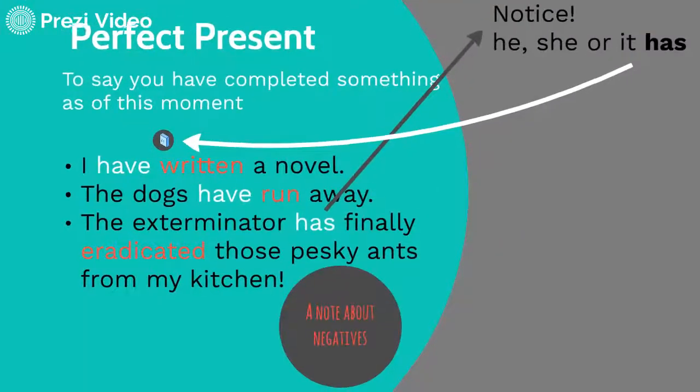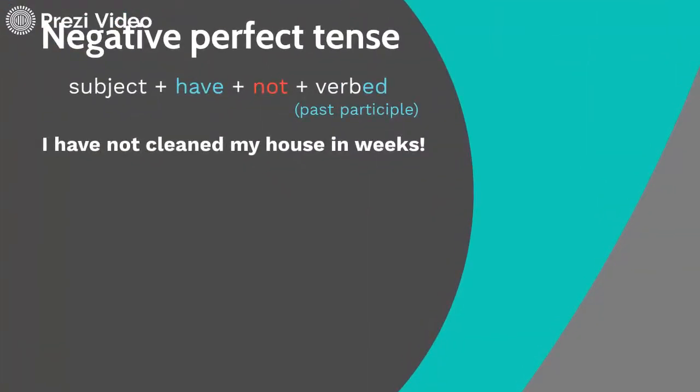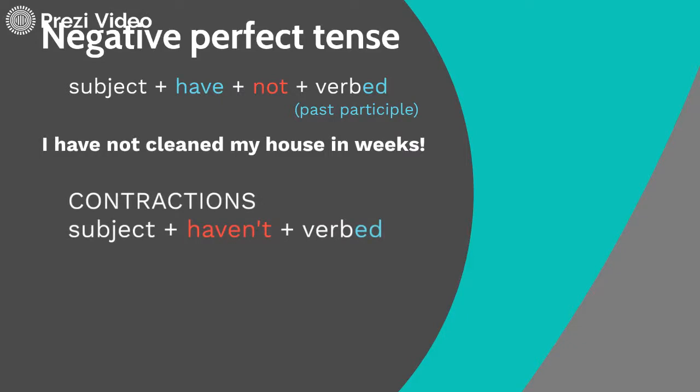Awesome. One more note about negatives. To make it negative in the perfect tense, we take that word not, the negative word, and we just put it right in between our two verbs, the helping verb and the past participle. So subject, have not verbed. I have not cleaned my house in weeks. And very likely, you already know this, you can take have and not and smush them together to get haven't. So you have subject, haven't verbed. I haven't cleaned my house in weeks.